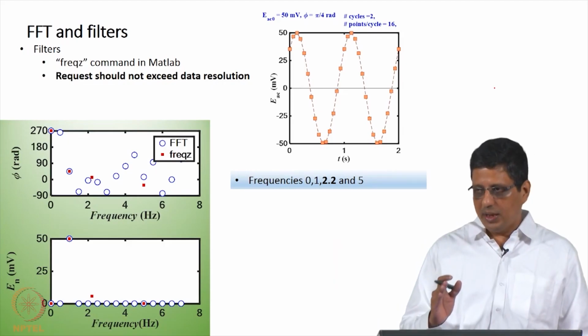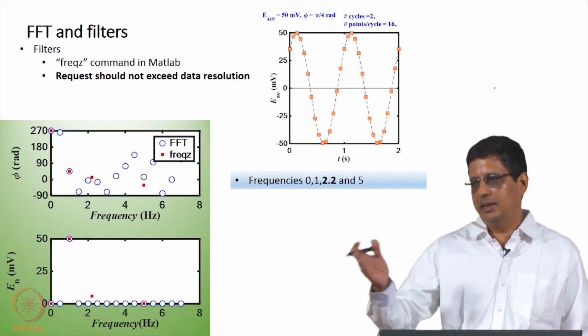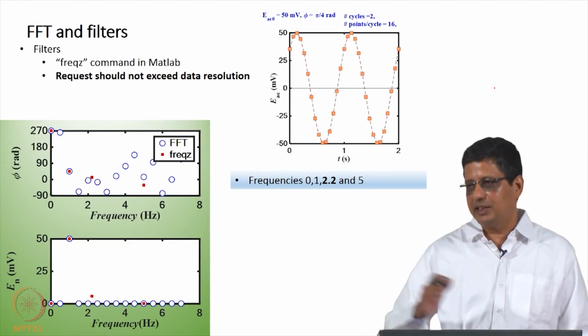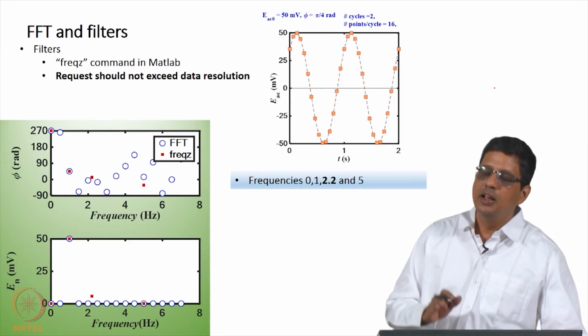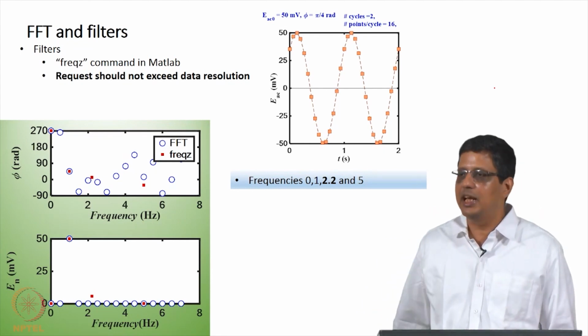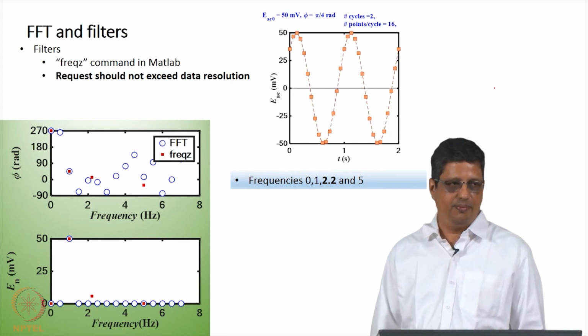If I want 0.1 resolution, I should give 10 seconds. If I want 0.01 resolution, I should give 100 seconds of data. Then it will give me the correct result. The problem is, if I give a wrong request, I will get the wrong data and probably I will proceed with the analysis without knowing that there is a problem.